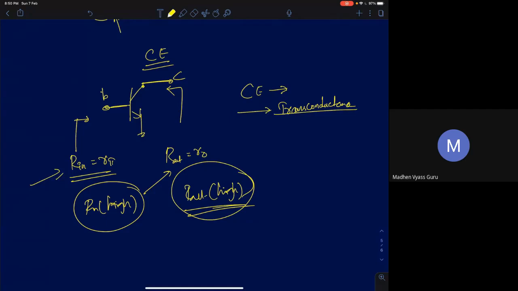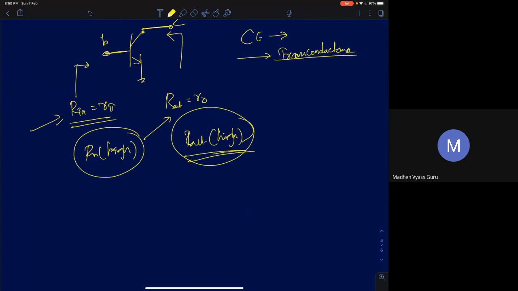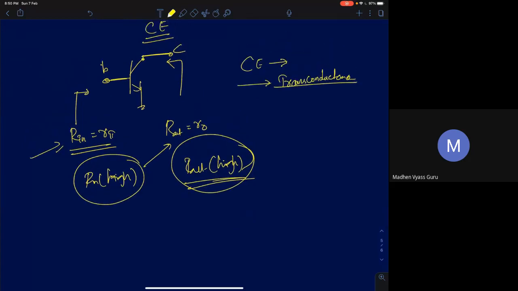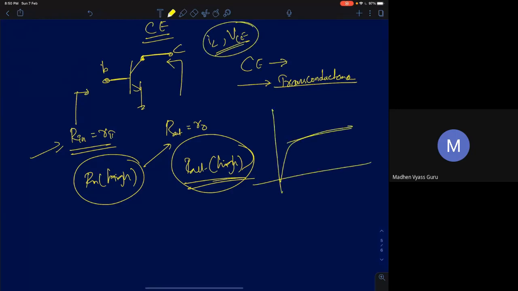Okay, but why is R naught so high? When I say high, I'm usually comparing it to 1 by gm. Why is R naught high? Because for a BJT, you don't want the collector current to change with collector-emitter voltage, right? You want your BJT characteristics to remain constant. Ideally, R naught should be infinity. R naught is the slope in this region of your output characteristics, IC versus VCE.